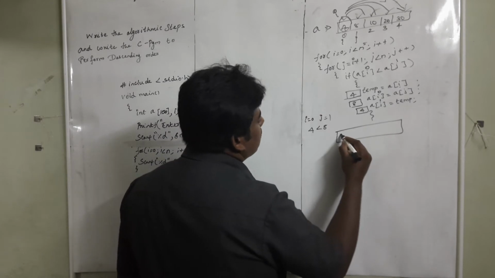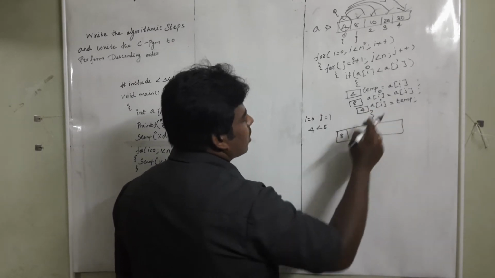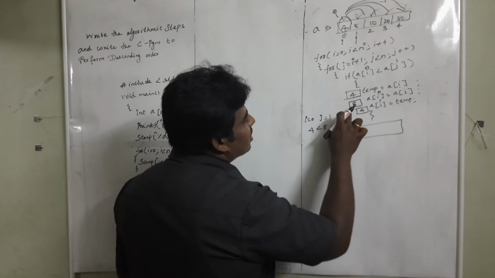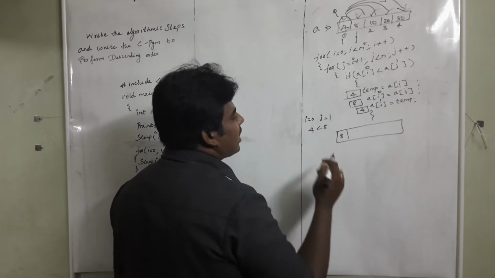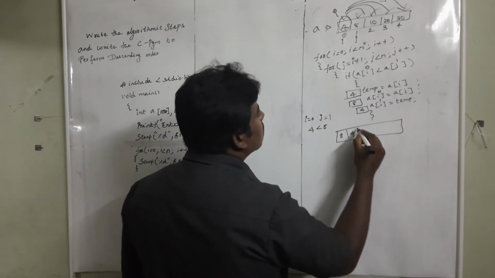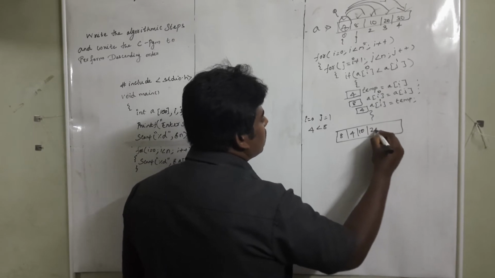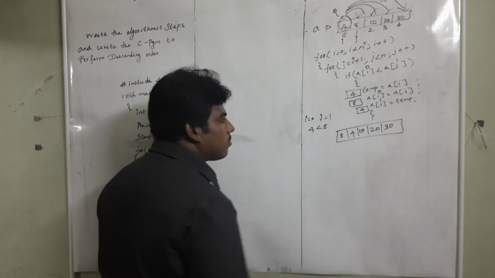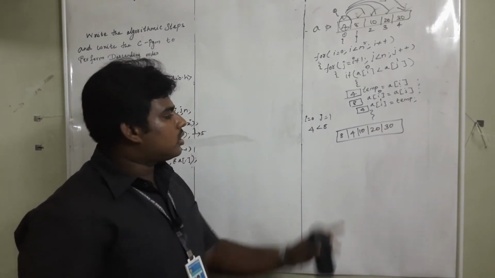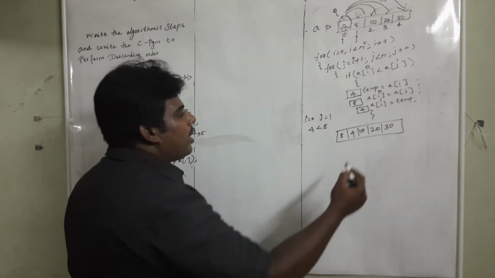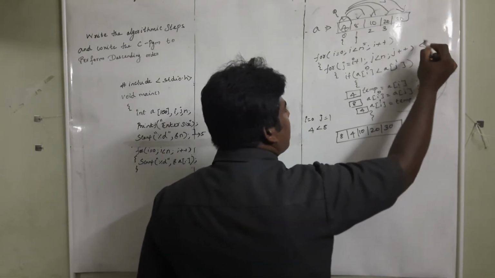So 8 will come here. See, what is a of i? A of i is nothing but 8. So first 8, then 4, then 10, then 20, then 30. This is the first step. After completing this, j plus plus.